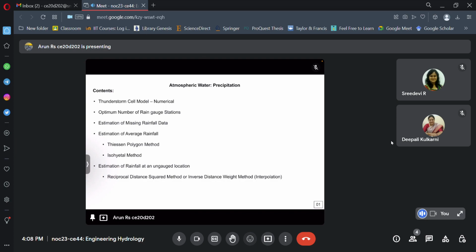These are the contents which we'll be going through in this particular session. So first is the thunderstorm model, along with some theory and some numericals, and later on we'll move on to determine the optimum number of rain gauge stations in a given catchment. And we'll also be seeing some methods to estimate the missing rainfall. And we'll also see some methods to estimate the average rainfall for a catchment.